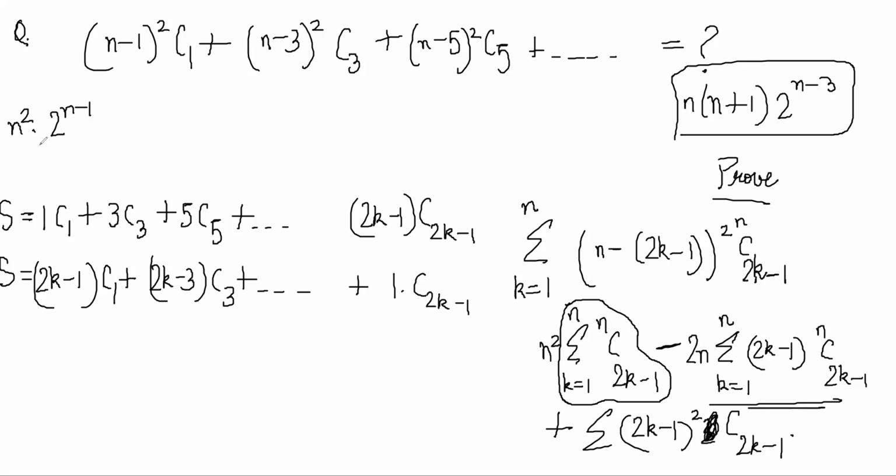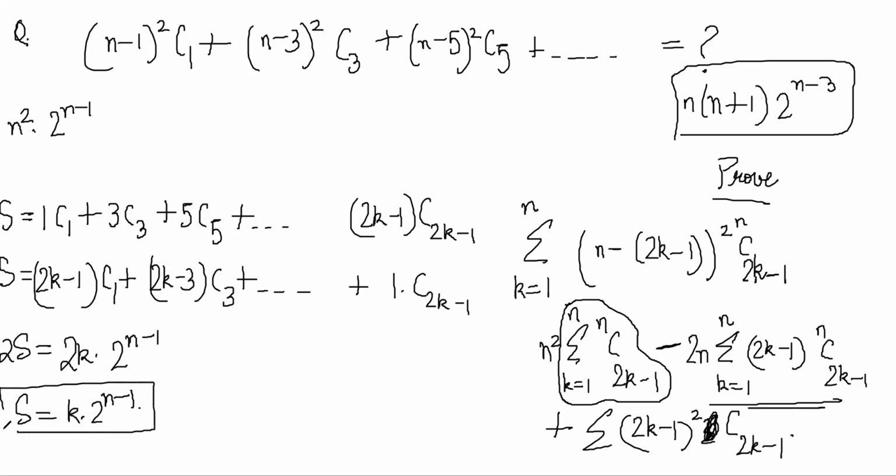And then add it: 2s is equal to, this becomes 2k, and everything is 2k, so C1 plus C3 again, so 2 power n minus 1, right? S is equal to k into 2 power n minus 1, right?